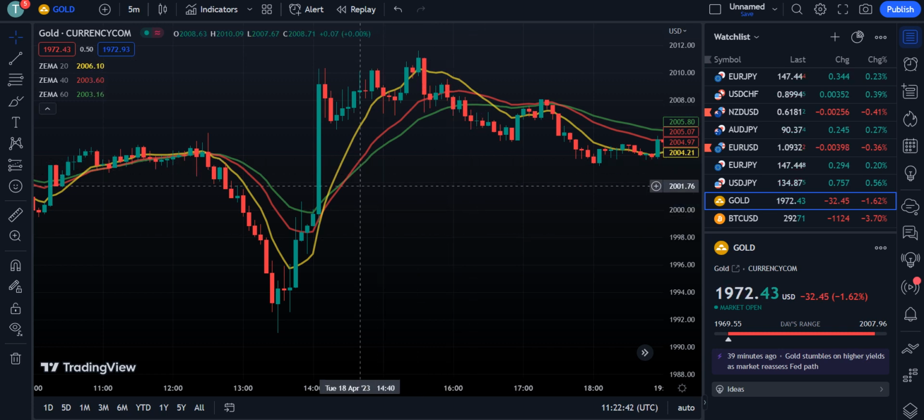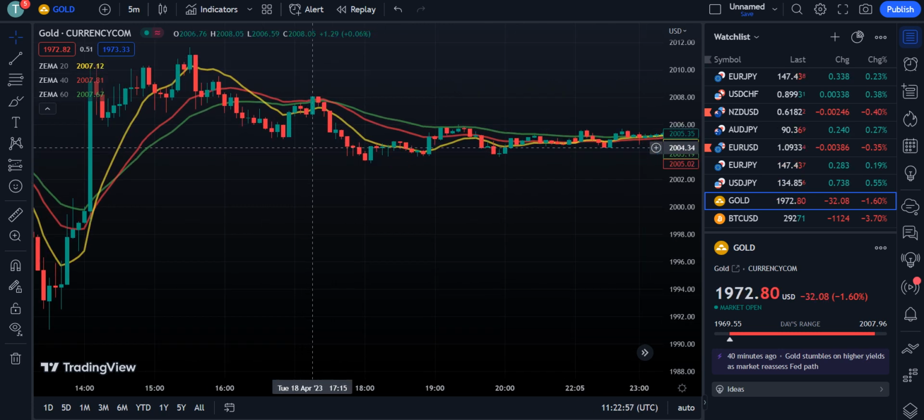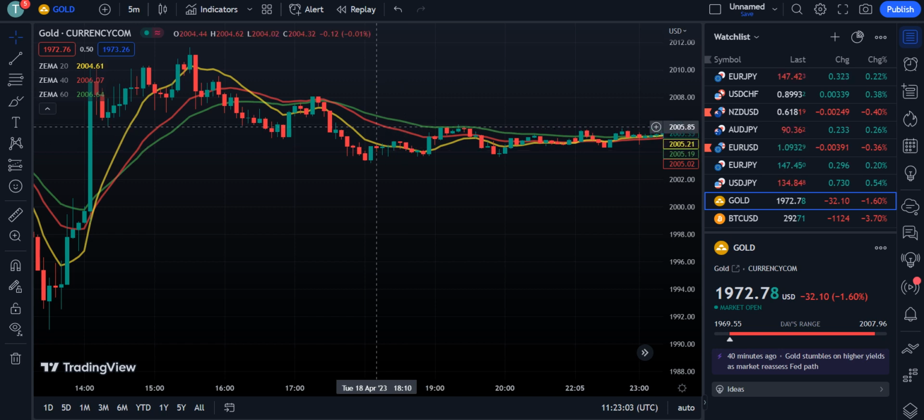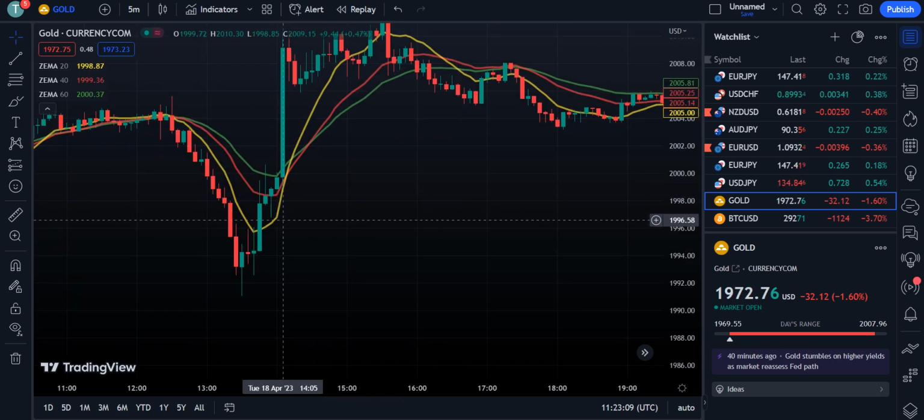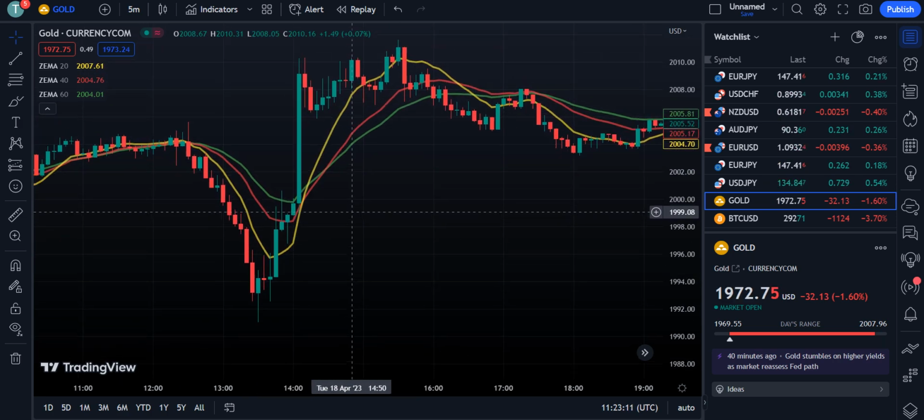I want to tell you that whenever we will be in the upward trend, our yellow color EMA will be up, then in the center there will be red color, and at the last it will be a green color EMA. In the same way, when we will be in the downward or bearish trend, our yellow color EMA will be below, the center one will be red, and the top one will be green color EMA.